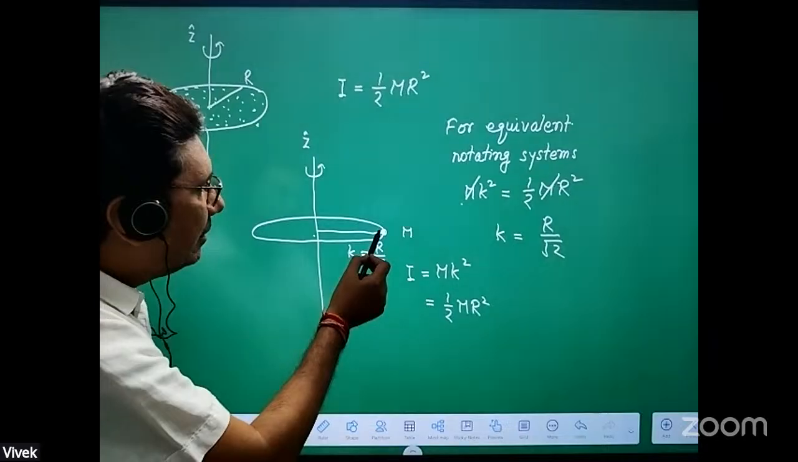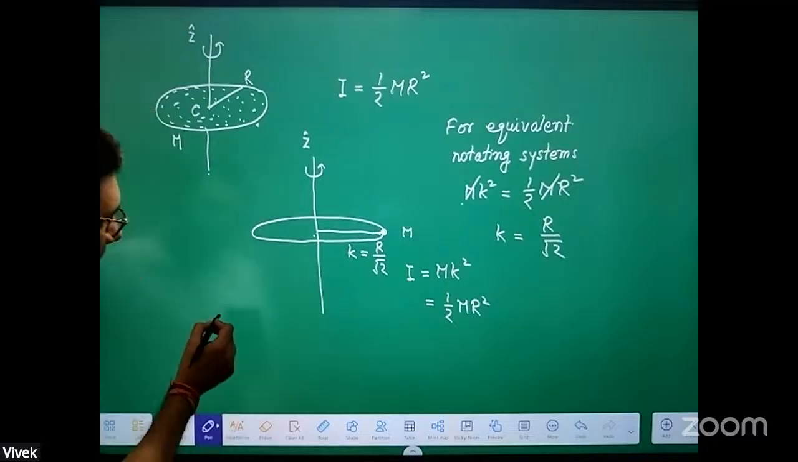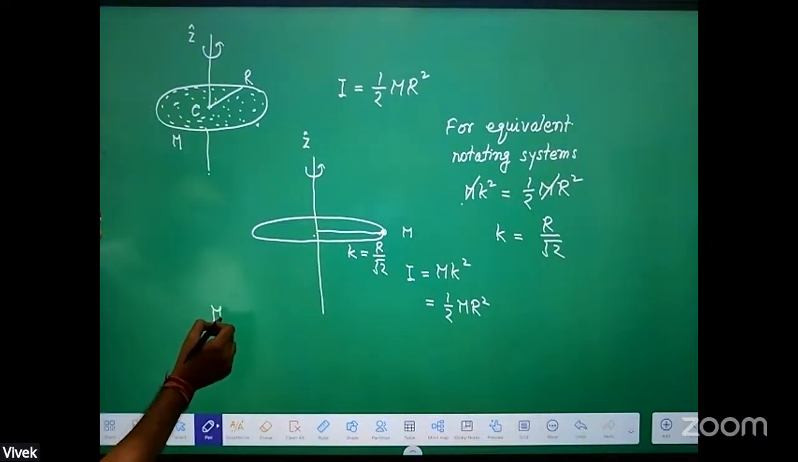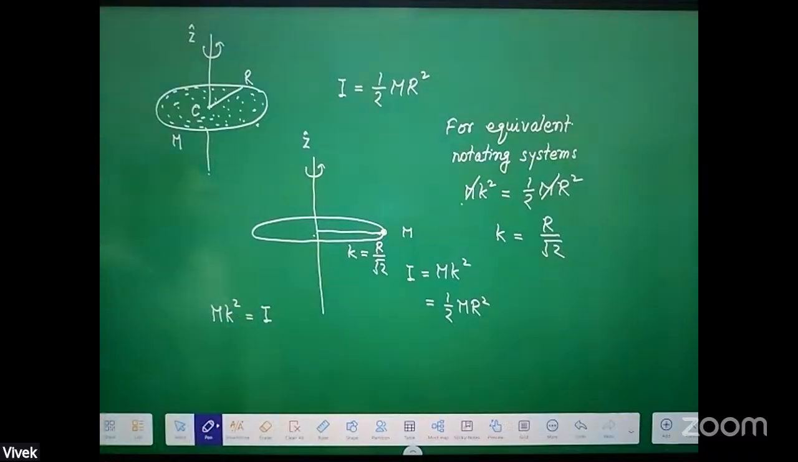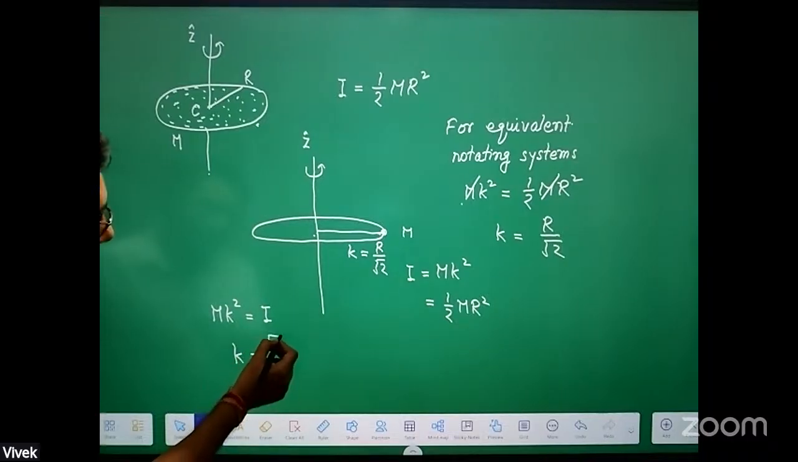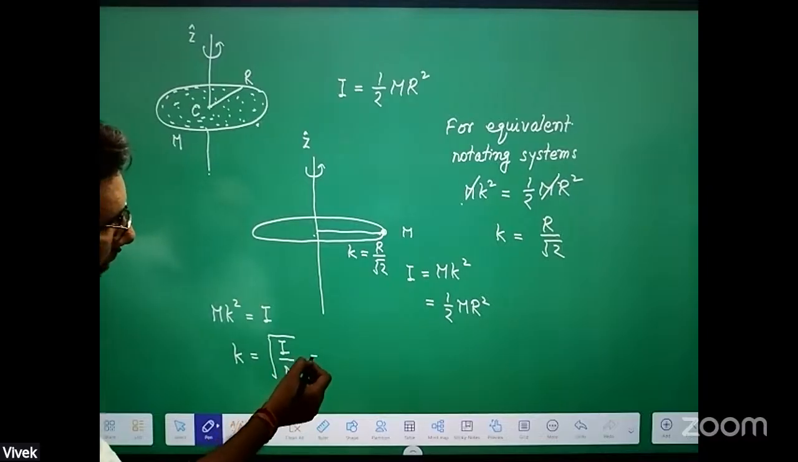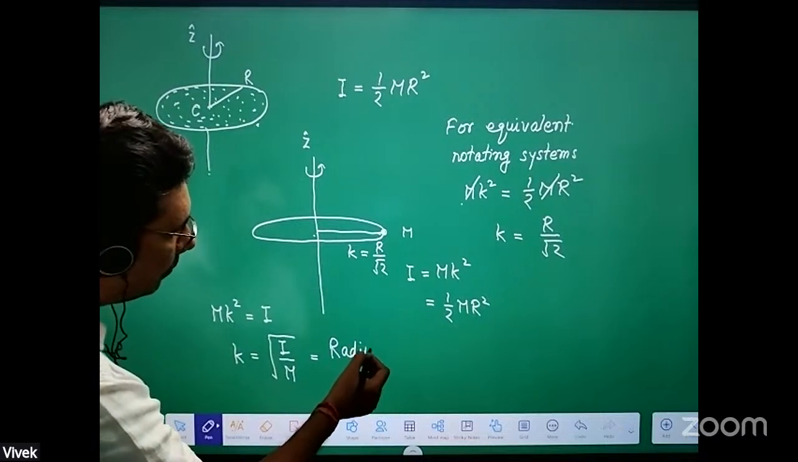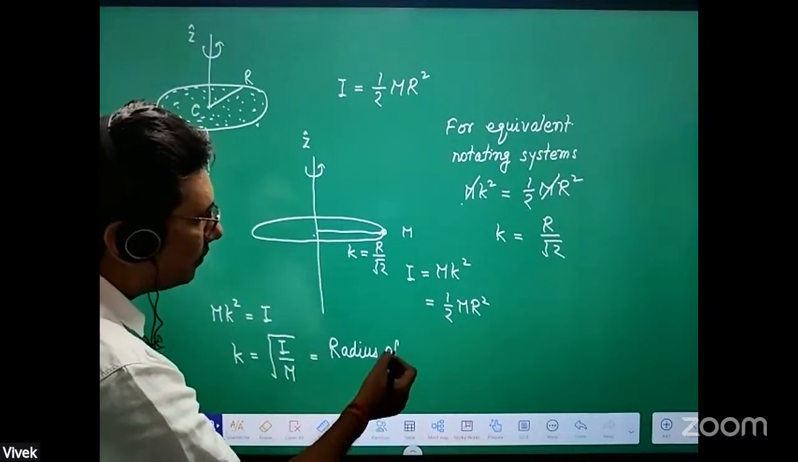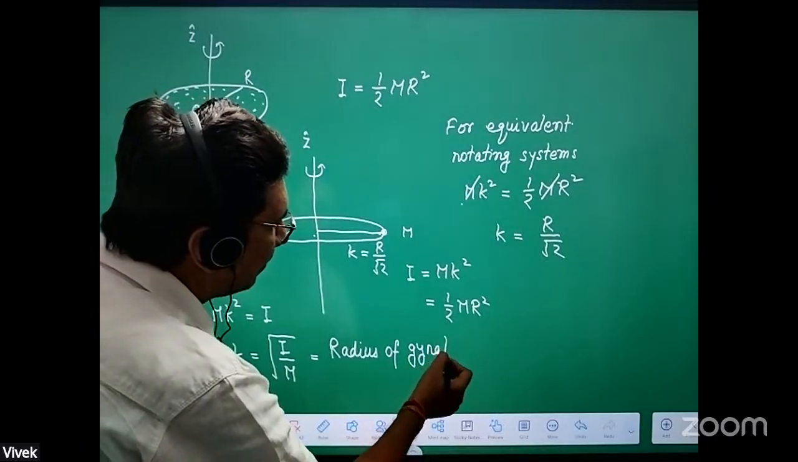body, but this distance k, you are going to calculate by equating this mk square equal to moment of inertia of the rigid body. So k will be equal to square root of I by m. And what do you call it? You call it radius of gyration.